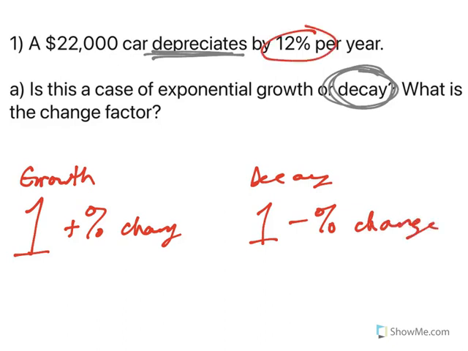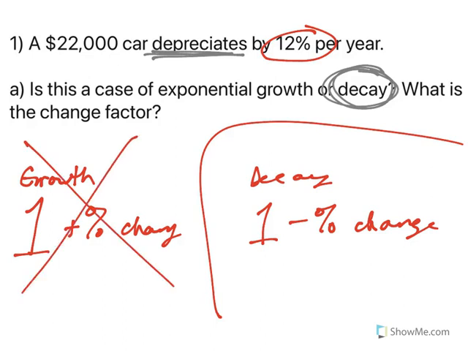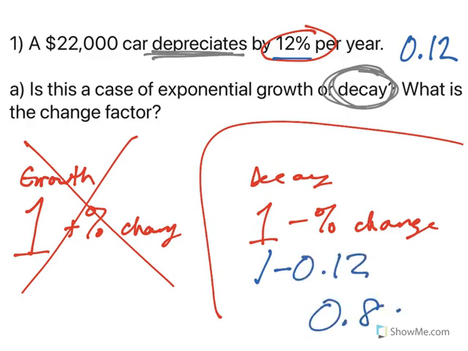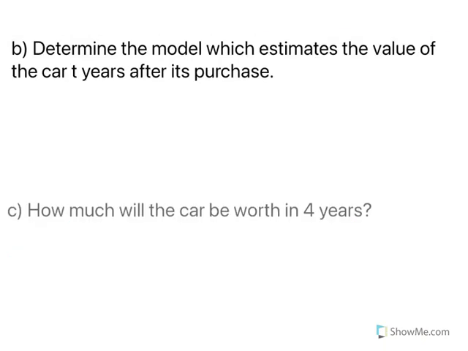If it's decay, we take our 1 that we start with, our stable, and we subtract the percent change. So if we're depreciating, so we are looking at exponential decay for this one, by 12%. Well, 12% as a decimal is 0.12. So to find my decay factor, the change factor, I take 1 minus 0.12, and I get 0.88. So if you have exponential decay, your change factor should always be less than 1.